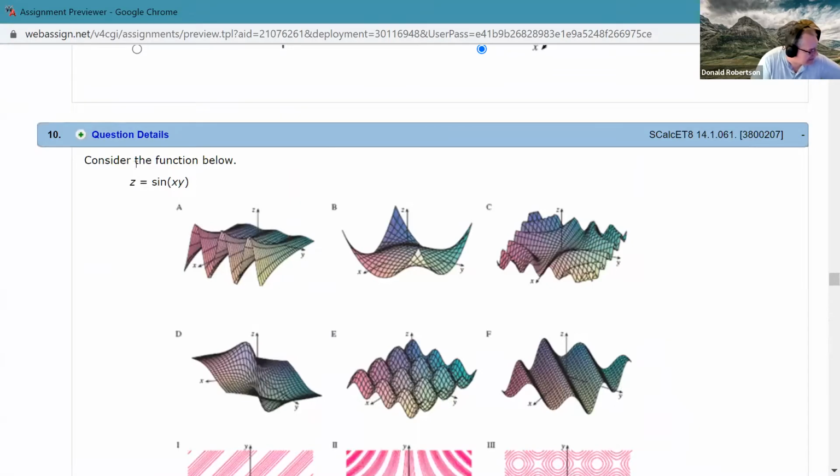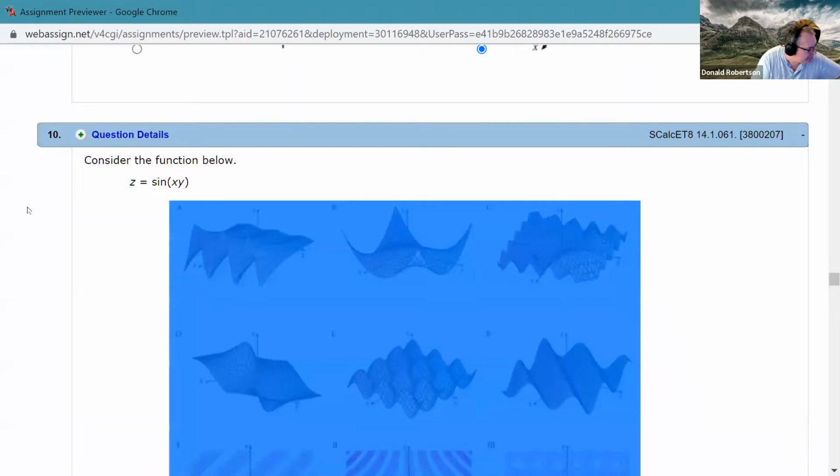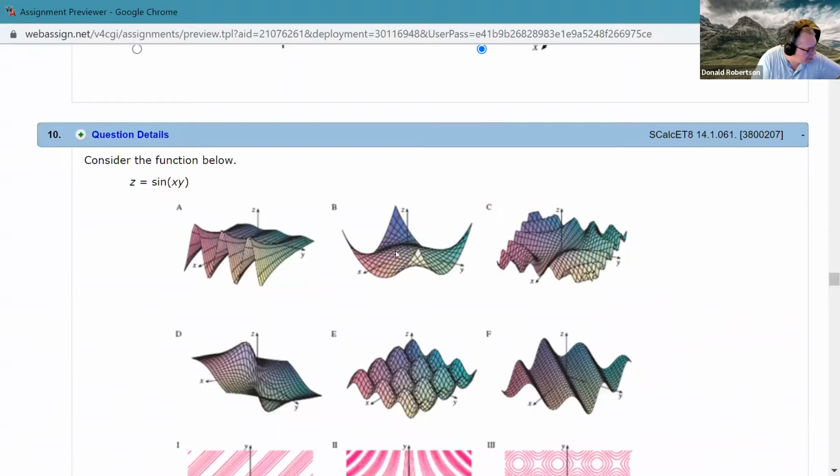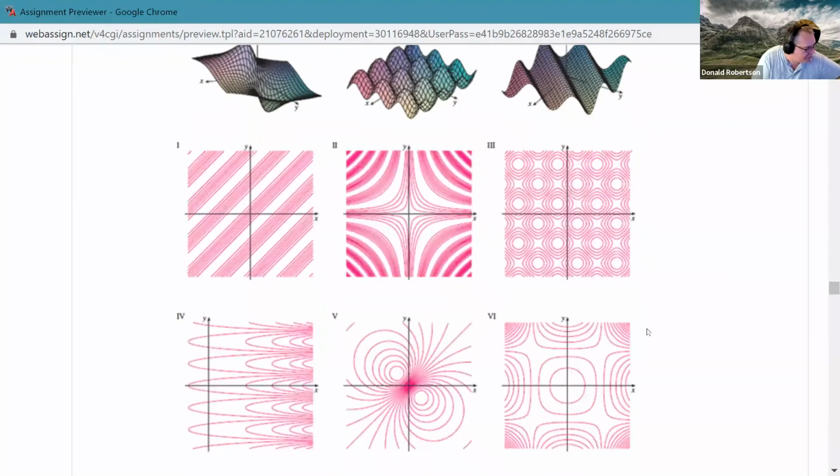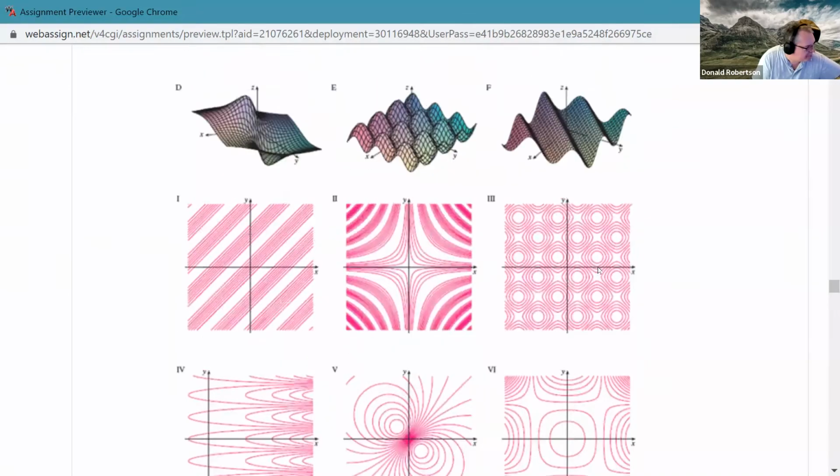Right. Question 10. Here is the function. One of these 6 guys is him, right? If you plug this guy into GeoGebra, you'll be able to find out which one it is. And once you've figured out which one it is, won't you be able to then tell me which of these would be its contour map?